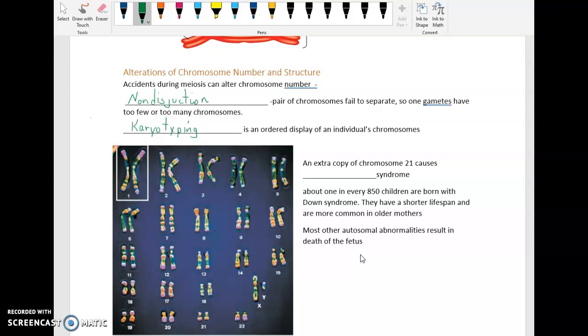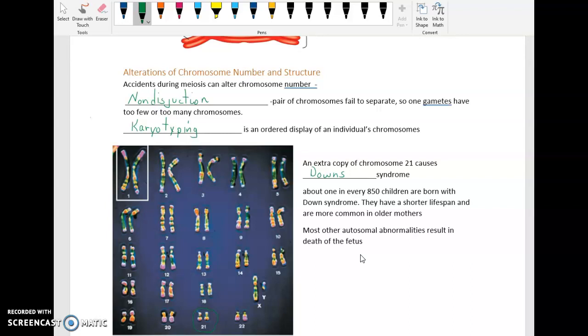An extra copy of chromosome 21, down here, is what causes Down syndrome. About 1 in every 850 children are born with Down syndrome, and they have a shorter lifespan. This is more common with older mothers. So with older mothers, they usually recommend that the fetuses are tested.